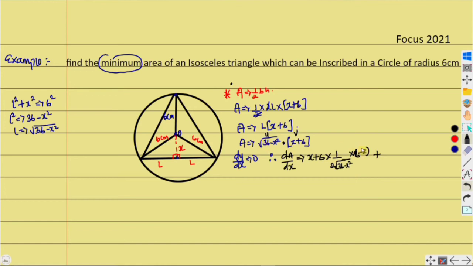Keep the first one the way it is, that is root 36 minus x squared, then differentiate x plus 6. If you differentiate x plus 6, that will give you nothing but 1. So I'm using the product rule of differentiation to get that, and if I go by that, you can say the 2 gets cancelled out here. The first way to reduce this is that the 2 gets cancelled out.